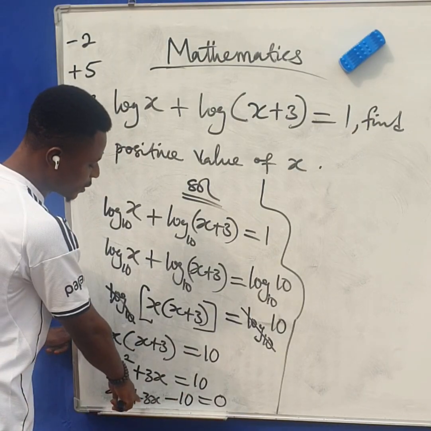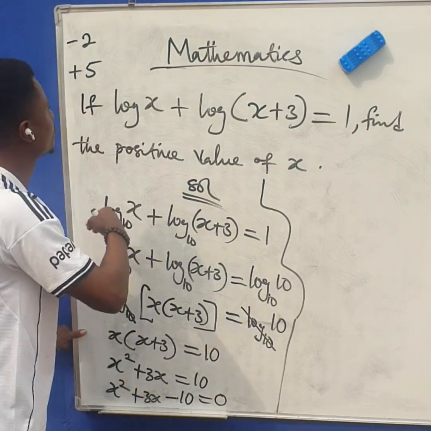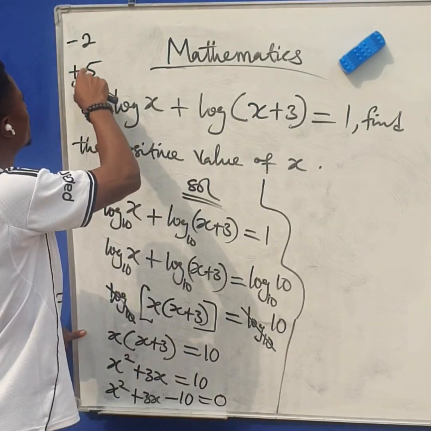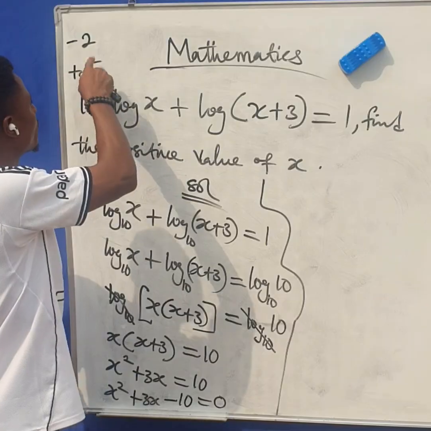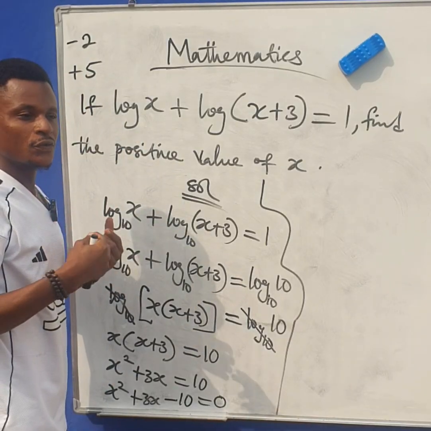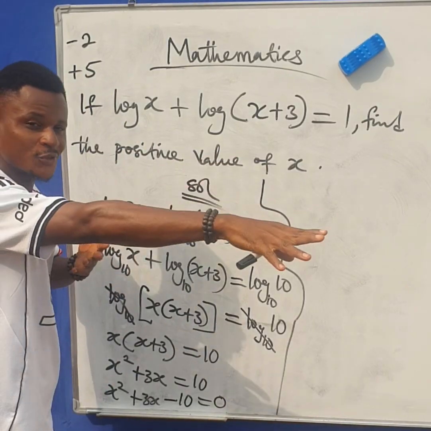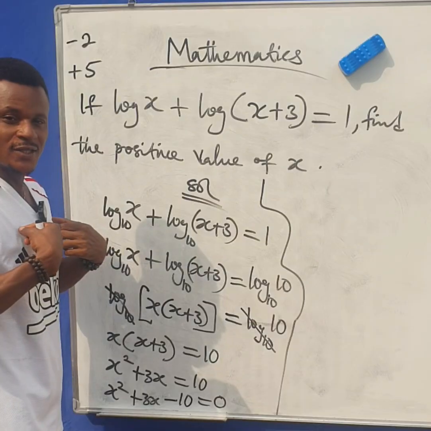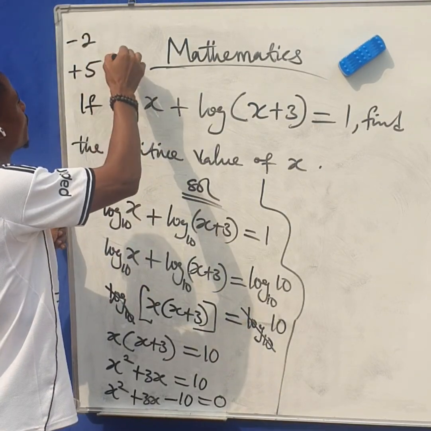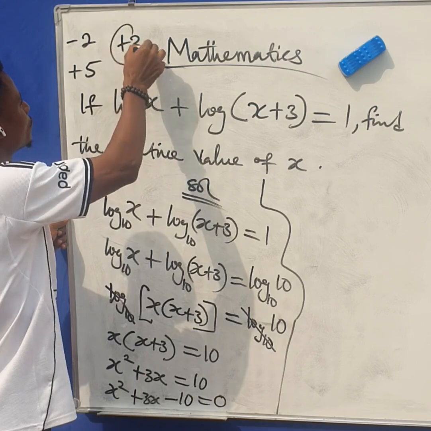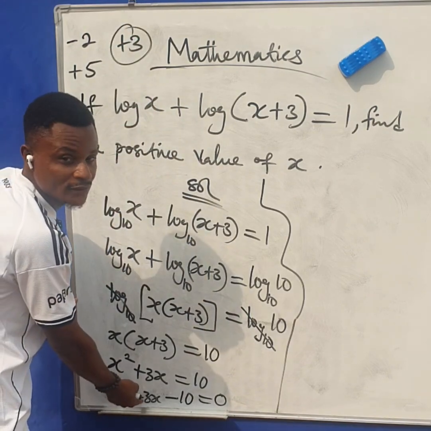Now, let us add them and see if we are going to get positive 3. Minus 2 plus 5. Minus 2 is just like saying you are owing somebody 2. Then plus 5 means you have 5. So from the 5 that you have, if you pay that person you're owing, you'll still be left with 3, right? Hope you understand. So minus 2 plus 5 is equal to plus 3, which is what we have here.